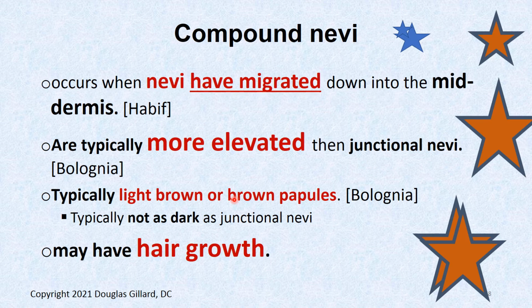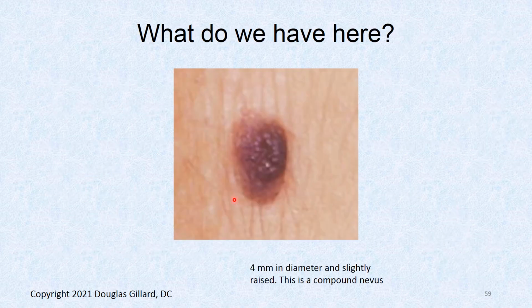All right, compound nevus now. So this is what I talk about. Nevi migrate down into the mid-dermis. They're more elevated. They're not flat anymore. They're still brown, but they're typically getting a little older, so they may not be as dark as junctional nevi. That rule doesn't always work, but typically they're a little bit lighter in color. They may start growing some hair at this point as well. They're not warty looking though.